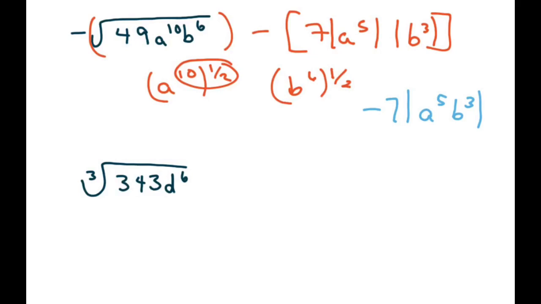Okay, and the last one we have is this one. The cube root of 343 is 7. Since this is odd, we don't even have to worry about the absolute value. So we have d to the 6 to the 1/3. So that's going to be d squared.